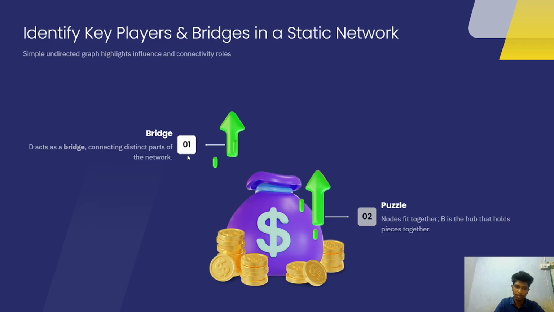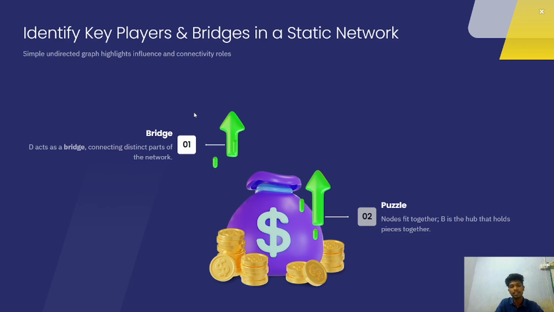For example, a person, a computer, a country, or a company. And edges are the connections or relations between the nodes, for example, friendship, communication, trade, disease transmission, etc. SNA uses graph theory to quantify and visualize these relationships and then identify the key roles in the networks.